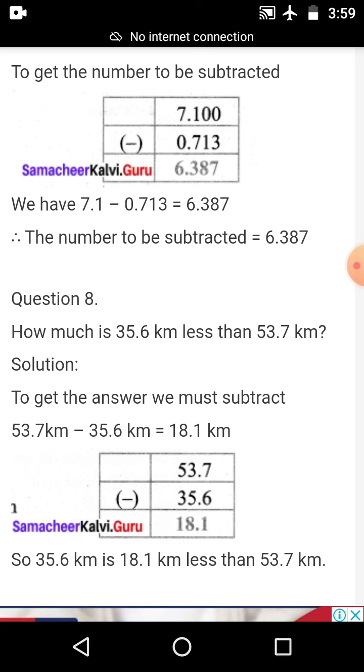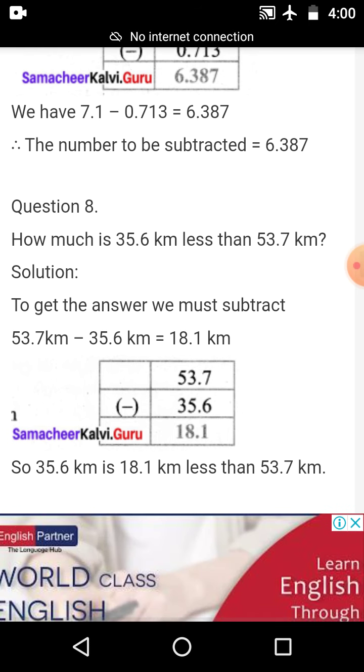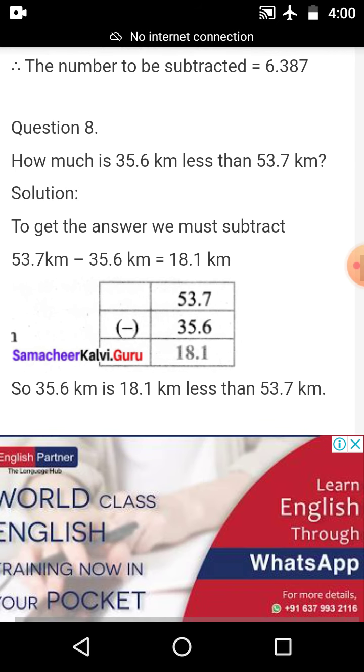See the question number 8. How much is 35.6 km less than 53.7 km? Simple subtraction. Okay, ma. Do it in your note and copy down.